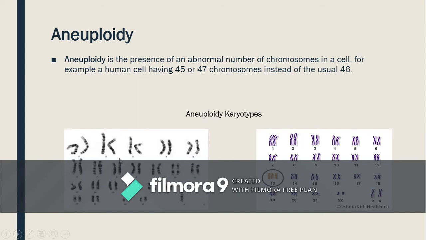Now, here we have two cases of aneuploidy. These are the karyotypes. In the first karyotype, we can see that the patient is missing the sex chromosome, one of the sex chromosomes. And over here in the second karyotype, we can see that the patient has an extra chromosome for set 13 of the chromosome.